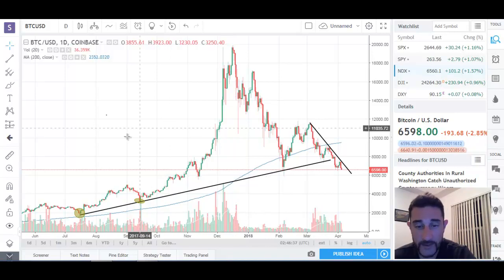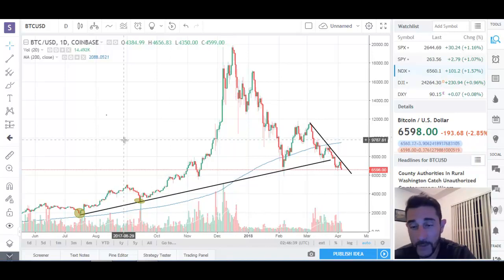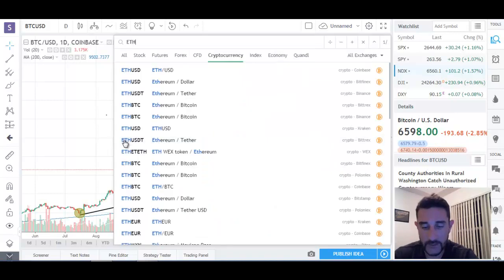Price action just looks weak as hell right now. So I'm not making any expectations, or having any, I should say. I'm just going to wait and act accordingly. So that's the deal. Let's take a look at Ethereum real quick.